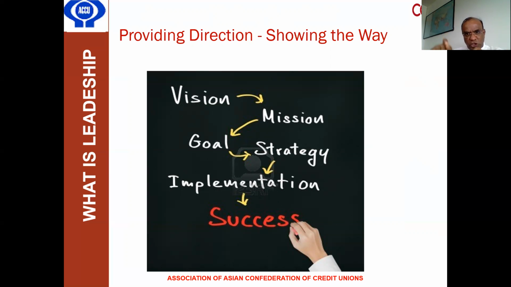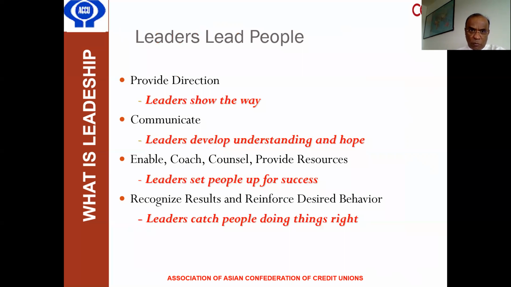So we have to have a clear vision, mission, goal, strategy, implementation and success. I think kindly check what your leadership style is, and this is very important again and again. A leader leads the people. If you are not able to lead the people, I think it is better not to hold the position. I clearly indicated that holding a position and leading are different. Holding a position, you will never be a leader. Provide the direction to lead, show the way.